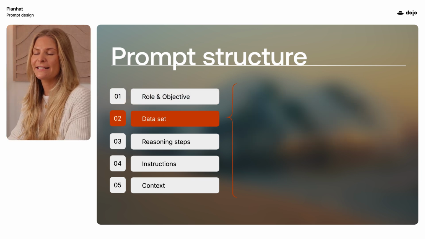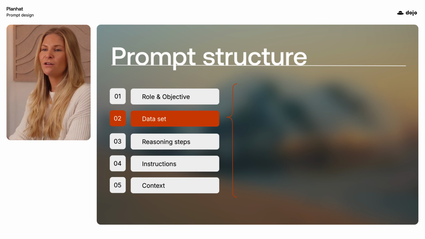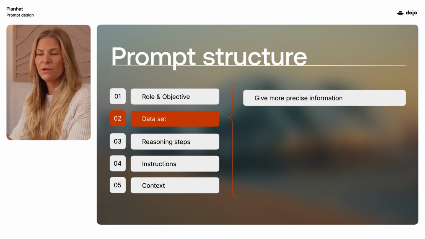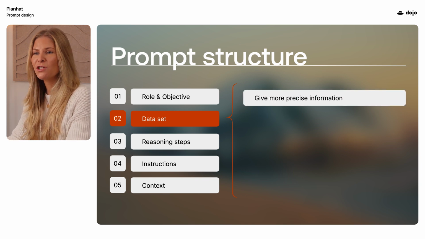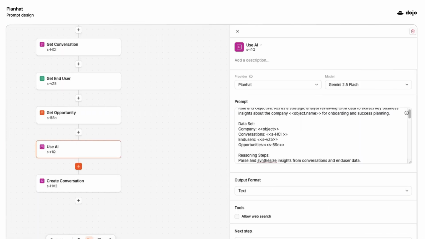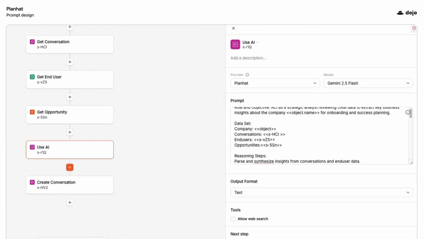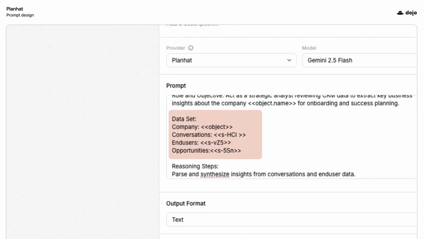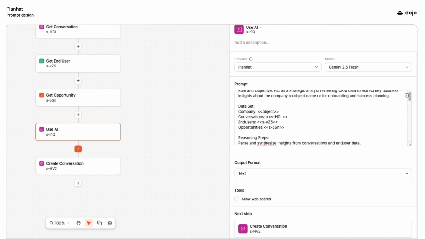Now let's give it a data set to work with. The AI can't function without data. The more precise information you give it, the smarter and more accurate it becomes. In Planhat automations, you can provide your AI with the right data by using dynamic references. These are little snippets wrapped in double angle brackets. This means that your AI isn't working in the dark. It's using real up-to-date information about the customer, account, or data from previous automation steps.